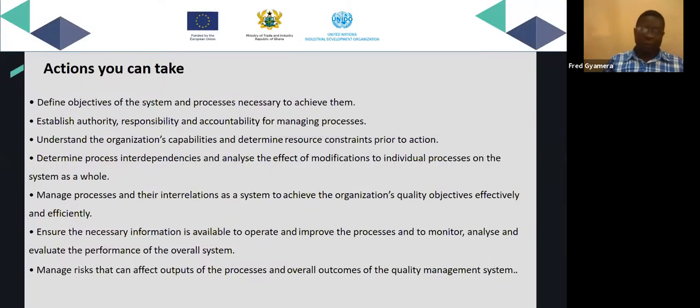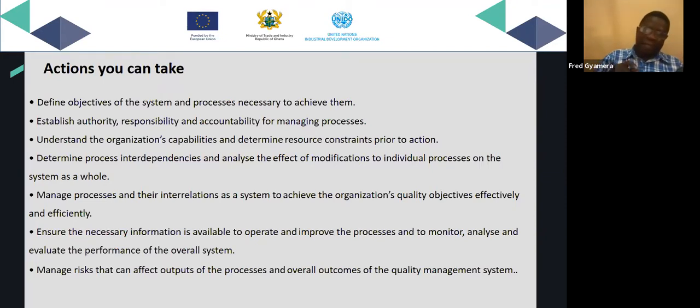Some actions to be taken. Define the objectives of the system and link them so that you have the corporate objectives. Establish authority, responsibility, and accountability for all management processes. Understand and determine the resource constraints prior to action. So manage the processes and their integration as a system to achieve your collective objectives.